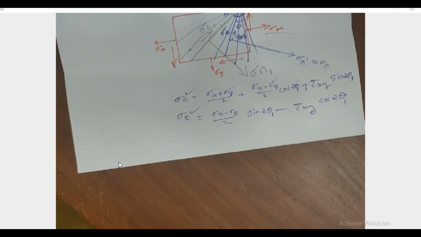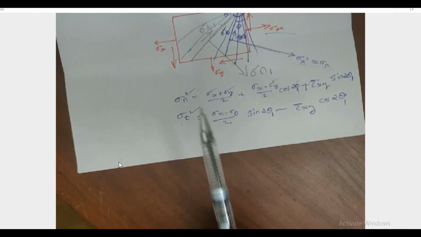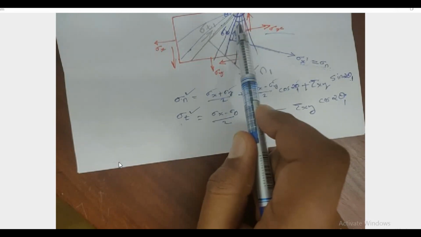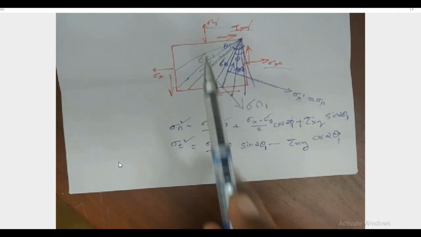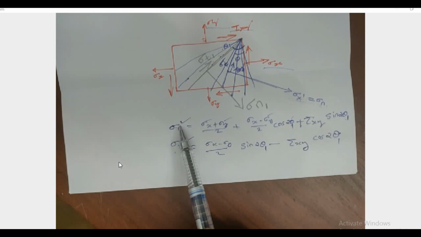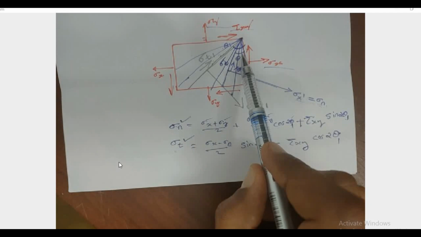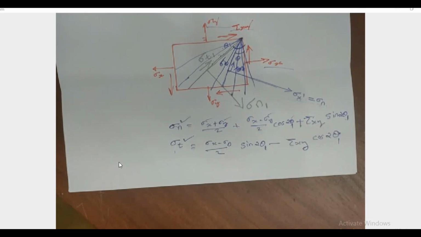So how can we calculate this principal plane? How can we calculate the location of this principal plane? For that, we can use a concept. This sigma n is the general equation to calculate the normal stress on any plane that is at an angle theta with the vertical. So this equation also can be used to calculate the principal stress.